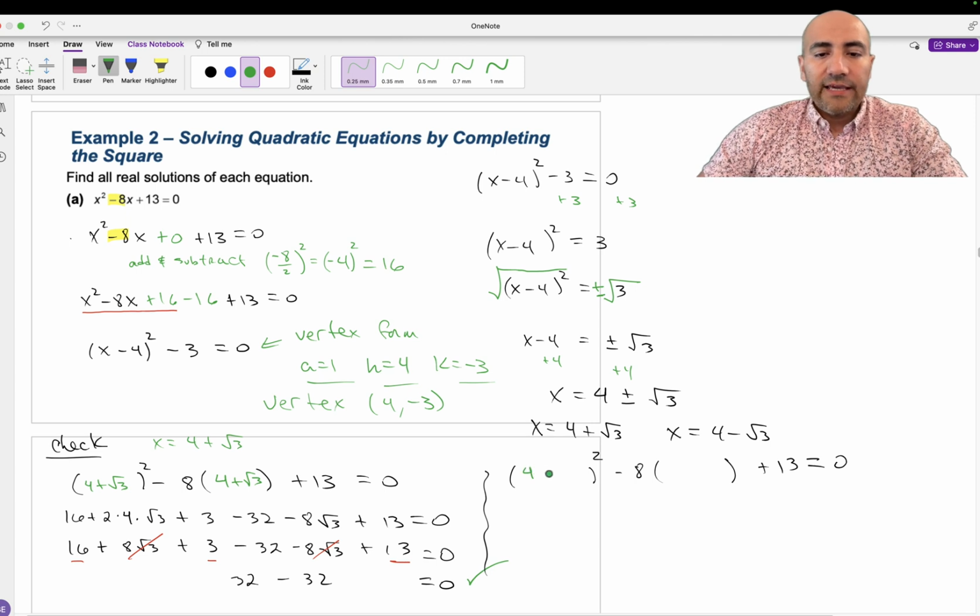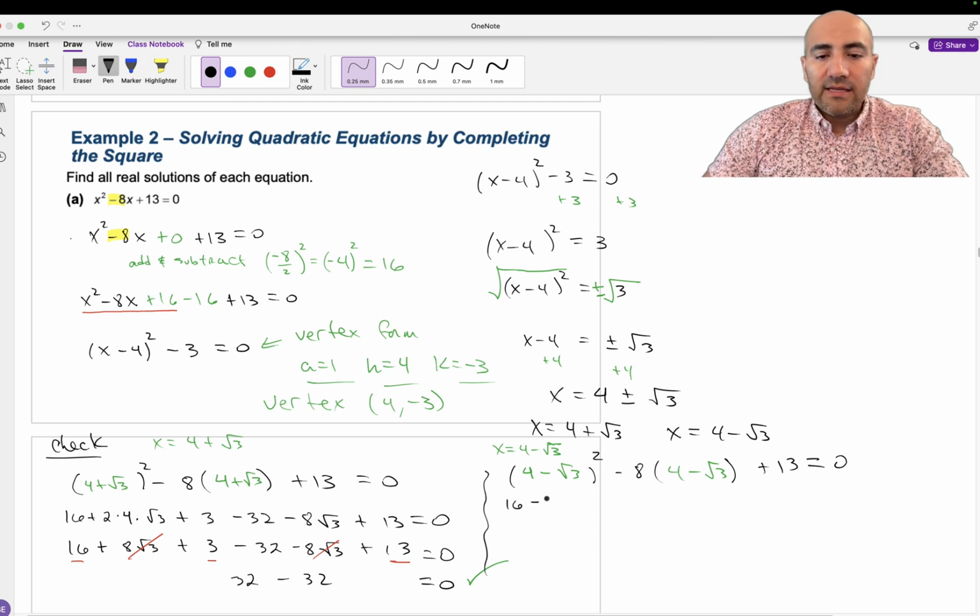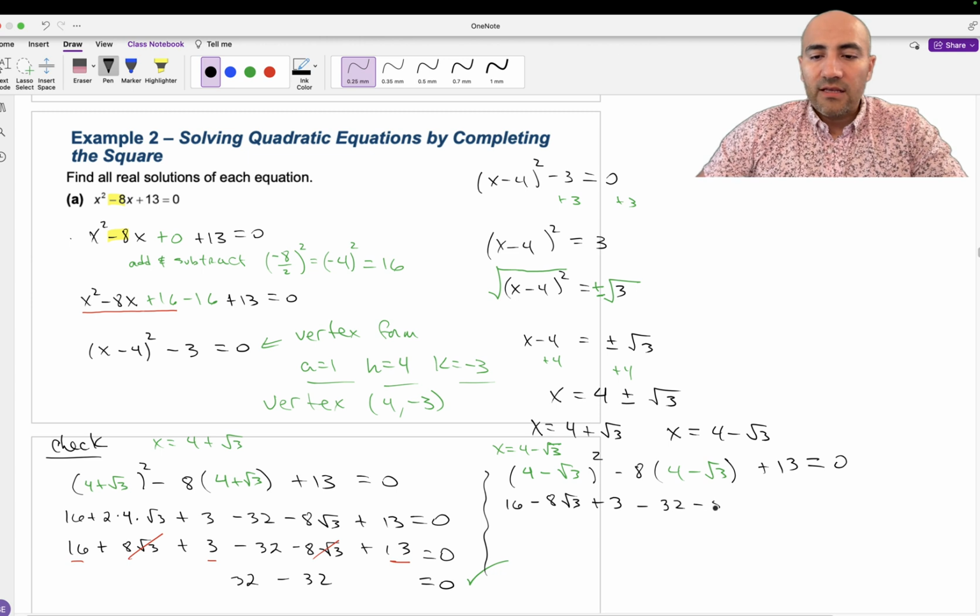Okay, so this is the case when x equals 4 minus root 3. X equals 4 minus root 3 case. Okay, so let's FOIL this out. We end up with 16 minus 8 root 3 plus 3 minus 32 minus 8 root 3 plus 13 equals 0.